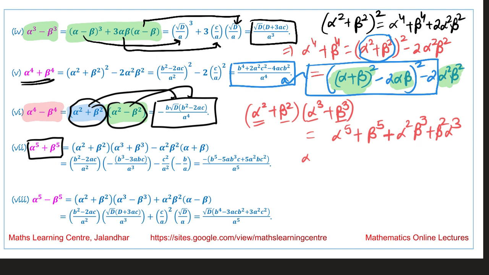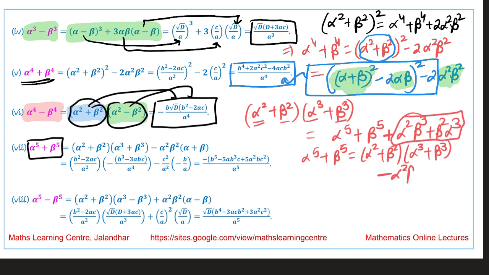So alpha raised to the power 5 plus beta raised to the power 5 is equal to alpha square plus beta square into alpha cube plus beta cube, minus, from this term we can take alpha square beta square common, so we are left with alpha plus beta. Looking at these terms, we have alpha square plus beta square, we know the answer for this. The next term is alpha cube plus beta cube, we know the answer for this. And next these two terms, alpha into beta and alpha plus beta, we know the answer for this.